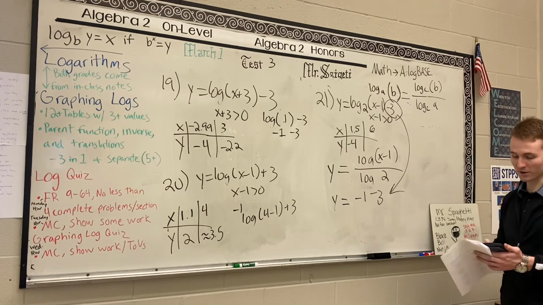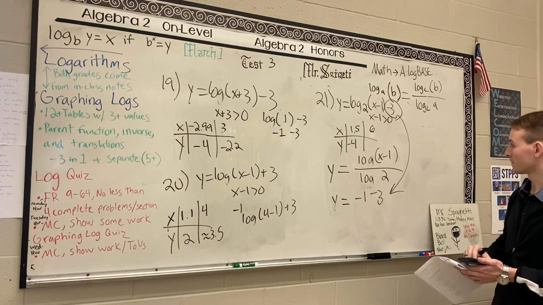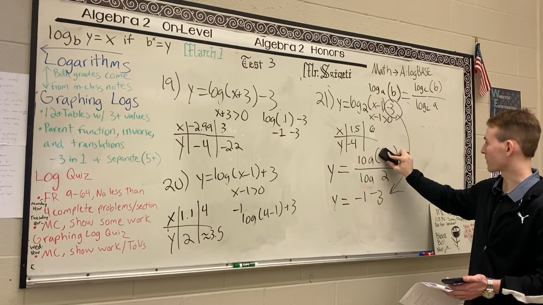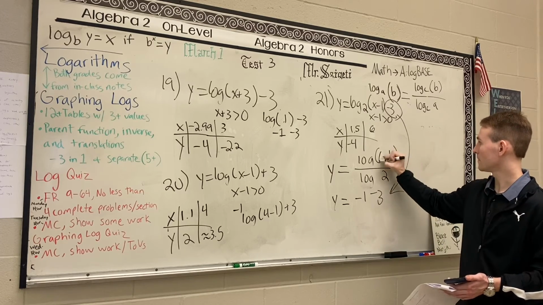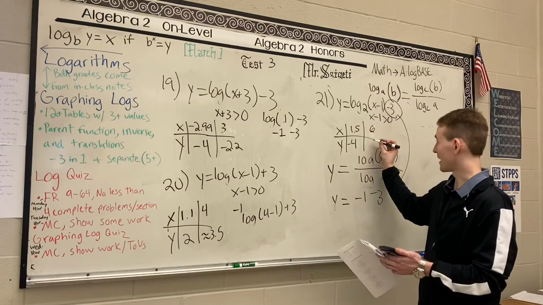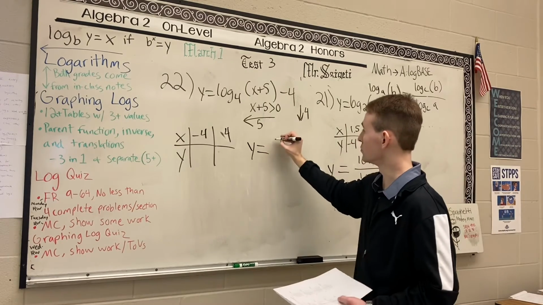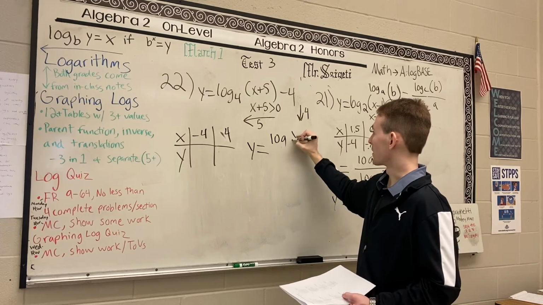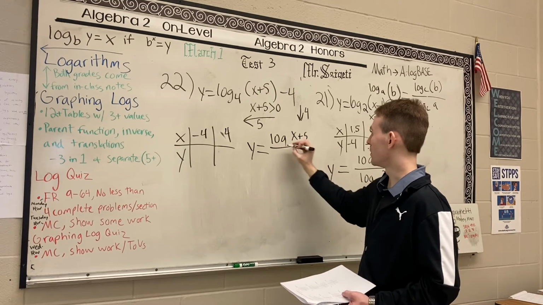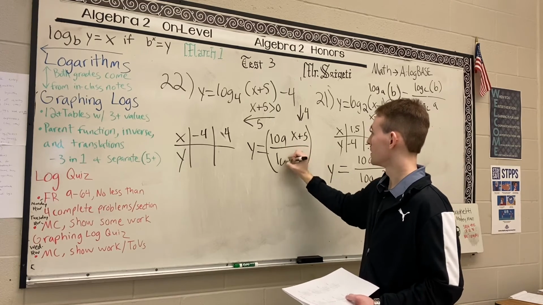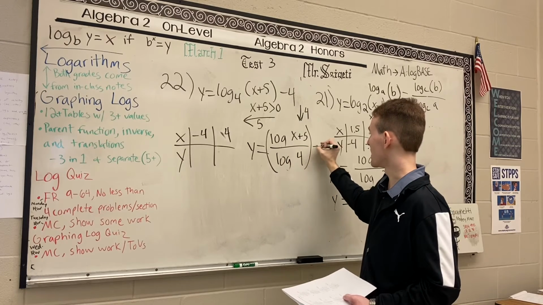So if we go ahead and do all of that with 6, then let's go ahead and write 6 right here. So pretty much the same process. X is 6, y is negative 0.7, equal to log of x plus 5 over log of 4, and then we take away 4.